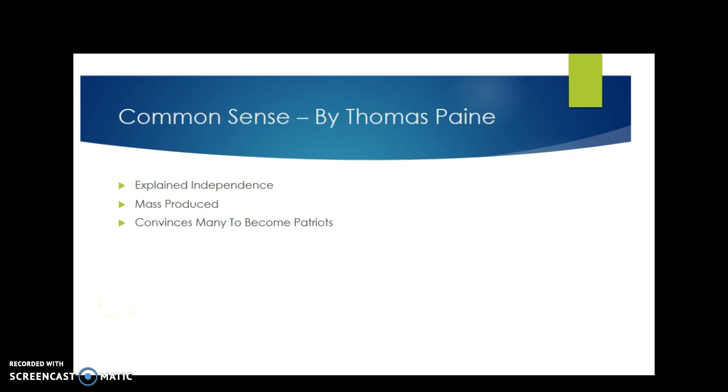One of the things that spread for independence was the idea of the pamphlets by Thomas Paine. It's called Common Sense. In it, he simply explained independence and why it was necessary. It was mass-produced with over 500,000 copies distributed throughout the colonies, and it was very powerful. So when people read it, they became patriots, became people wanting to push for independence.